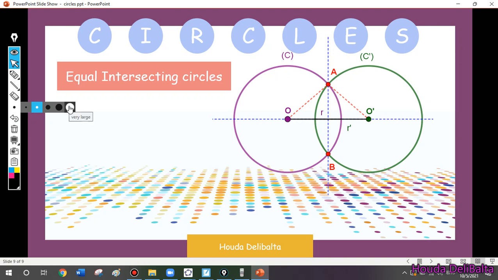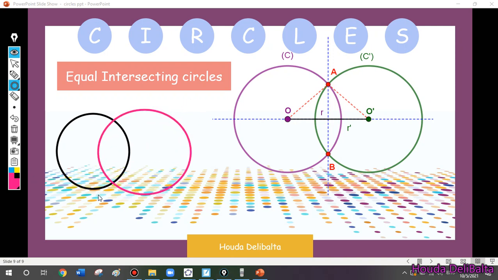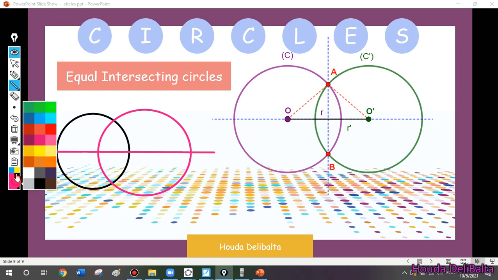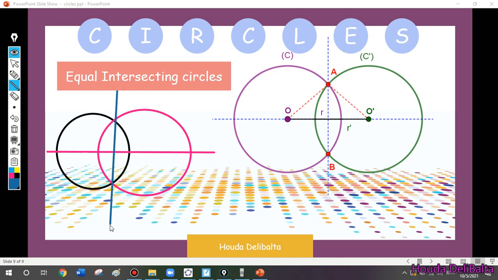And if we have intersecting circles, for example that one and that one, when they are not equal, we consider the line of centers as an axis of symmetry, but we cannot consider the line joining the points of intersection as an axis of symmetry. That part here is not equal to that part here. Any part to the right is not equal to any part to the left. But any part up is equal to any part down.